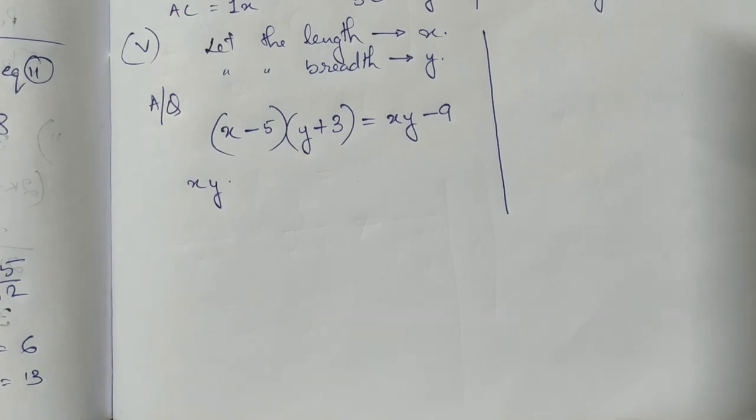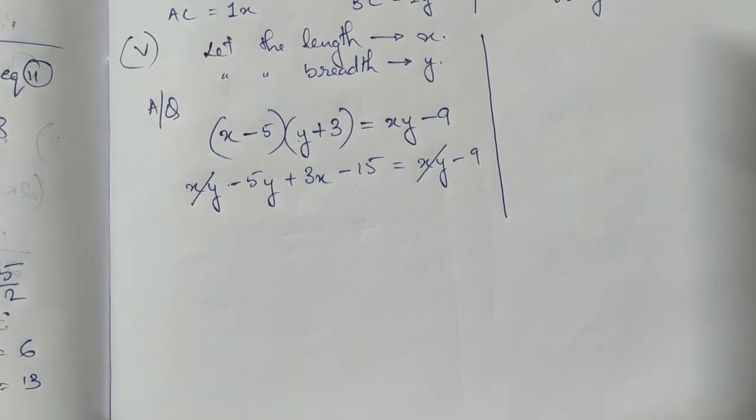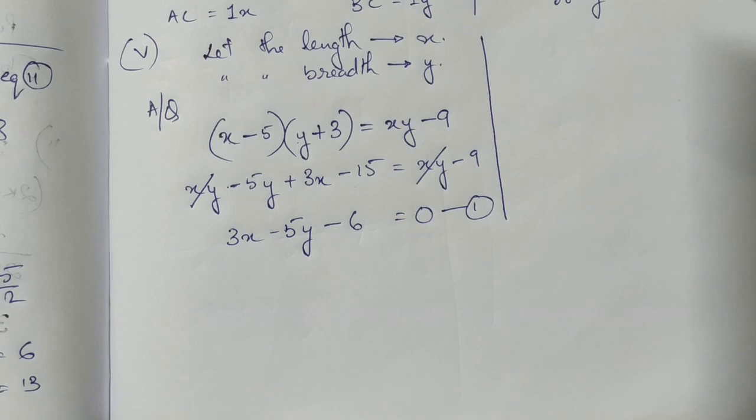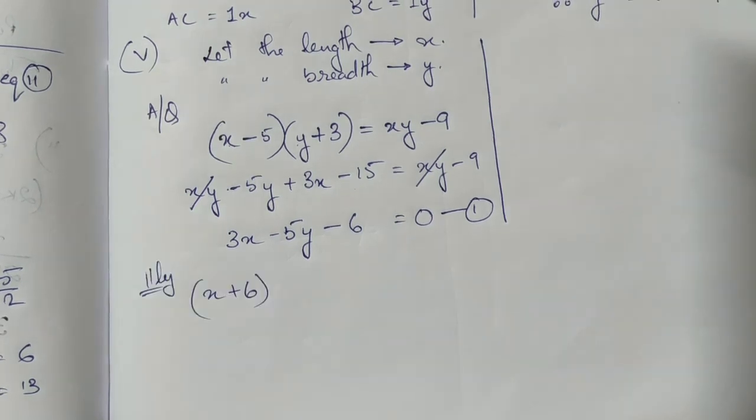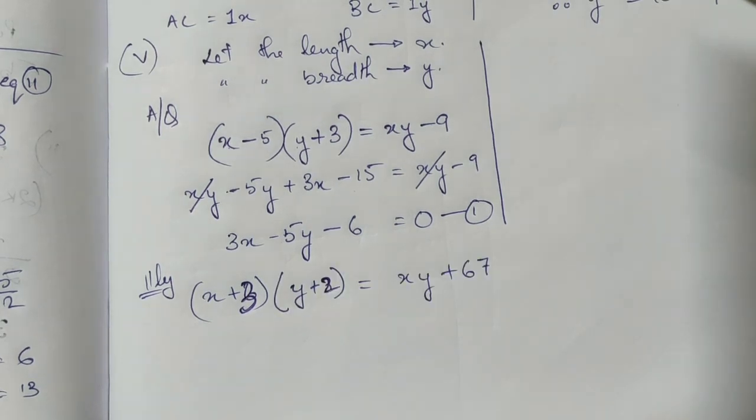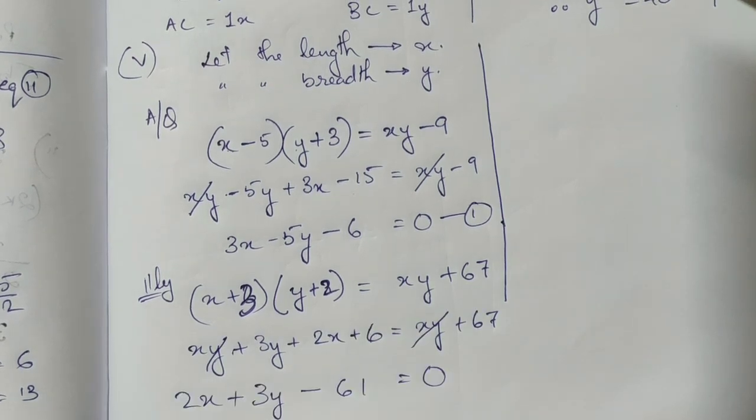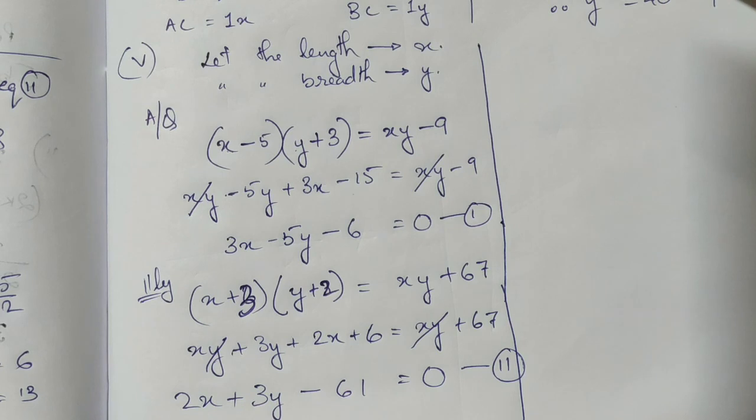Now using the distributive property, we will get this equation. So this is our first equation, and similar things we can do with the second part, that is length is increased by 3 and breadth is increased by 2. The area will increase by 67. Same, using the distributive property, this is our second equation. Now, as I have already told you, these kinds of equations are best suited for cross multiplication.